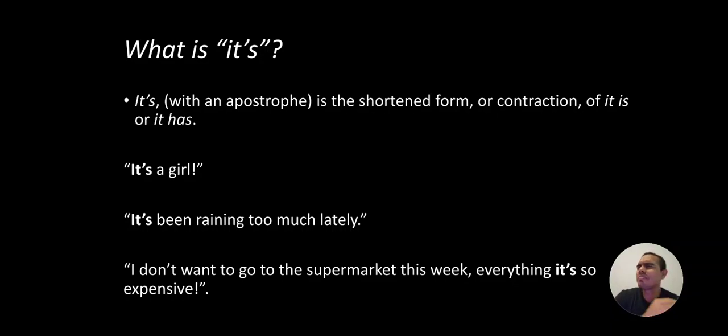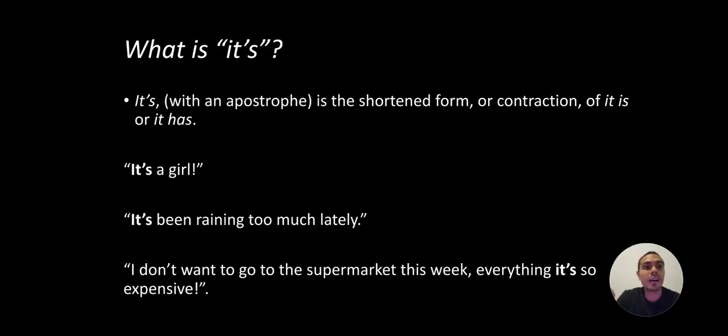Okay, so plain and simple, it's with an apostrophe is the shortened form of it is or it has. So it's just the contraction of it is or it has. Now, just to name a few examples, it's a girl. It's been raining too much lately. I don't want to go to the supermarket this week. Everything is so expensive.